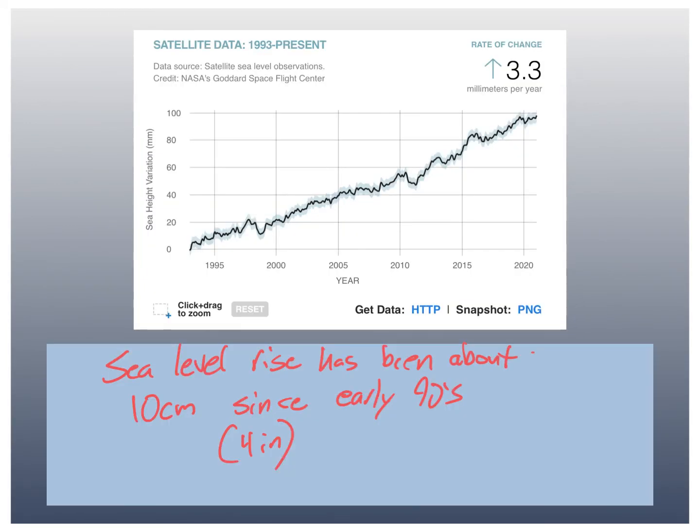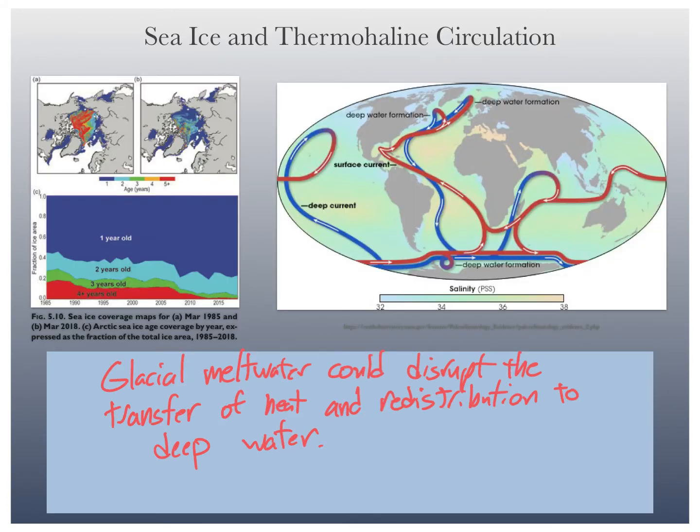So putting this all together, we see that sea level rise has been about 10 centimeters since the early 90s. So going here from the early 90s all the way up to today, a pretty consistent trend in what's happening with about 3 millimeters per year. Note that those are the smallest little markings that we've got on a ruler. And if we add enough melting, so if we melt Greenland, we melt Antarctica, places like that, we could disrupt the transfer of heat throughout the globe and the redistribution of heat to the deep water.